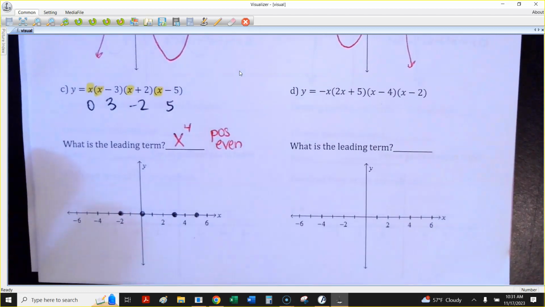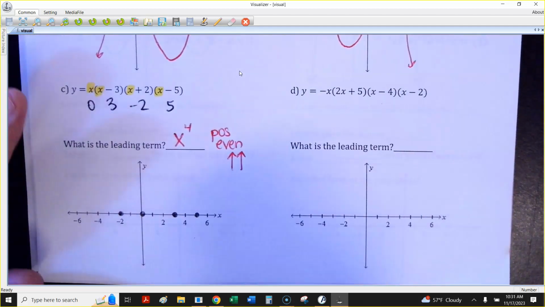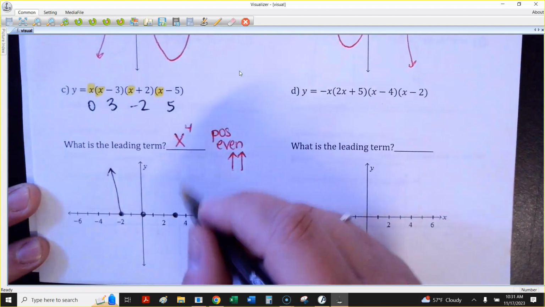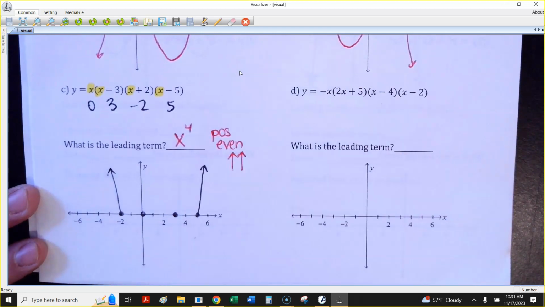Oh my gosh, I wrote positive even and then I didn't write the end behavior. Okay, if you have an even degree, then both ends are going to point the same direction. If it's positive, both ends are going to go up. So when I draw this, whatever's on the far left, we're going to draw up to positive infinity. Whatever's on the far right, it'll be 5 for this example, it'll go up to positive infinity as well.